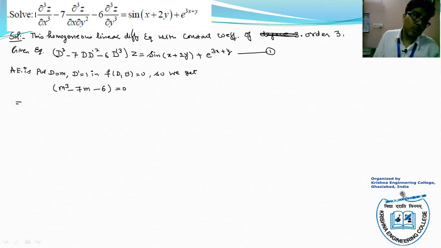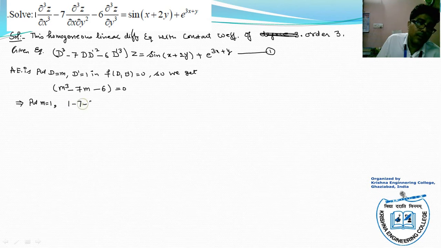Now this is the cubic equation. So we find the value of m by hit and trial method. Put m is equal to 1. We check whether this is a solution or not. 1 minus 7 minus 6 is not equal to 0. It is not a solution. It is not a root.